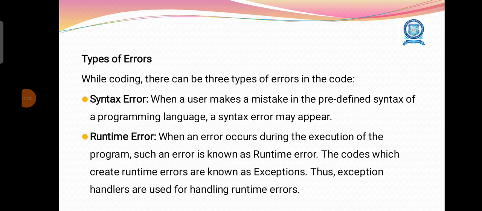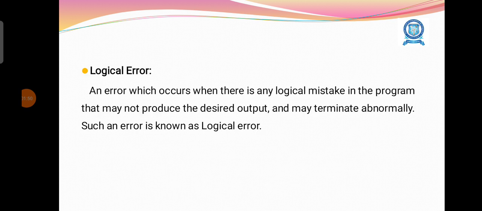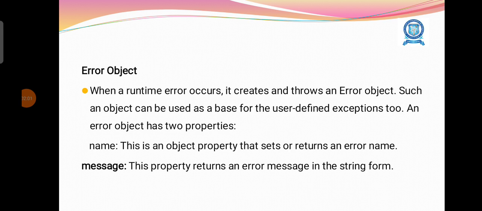Let us see the types of errors. In programming, we can classify the errors. Syntax error: when we make any mistake in the predefined syntax of the programming language, this error is called a syntax error. Runtime error: when an error occurs during the execution of the program, such an error is known as a runtime error. The code which creates a runtime error is called an exception. Logical error: an error which occurs when there is any logical mistake in our program that will not produce the desired output is called a logical error.